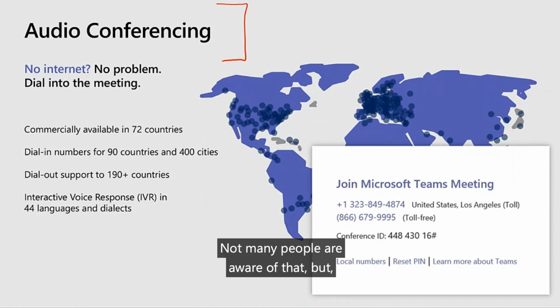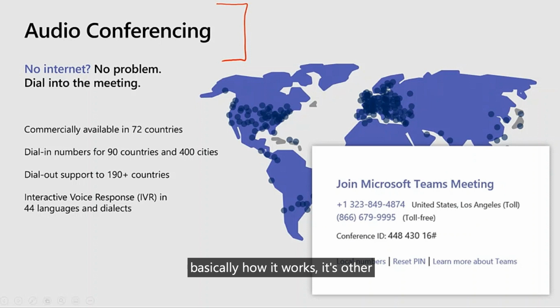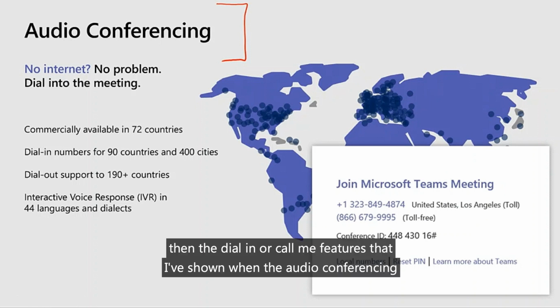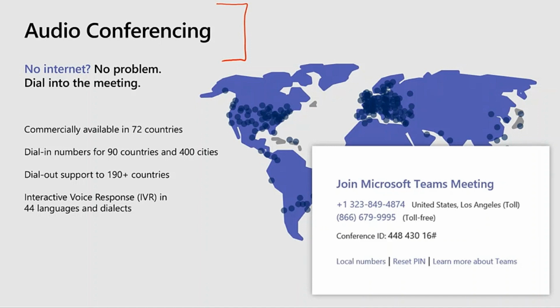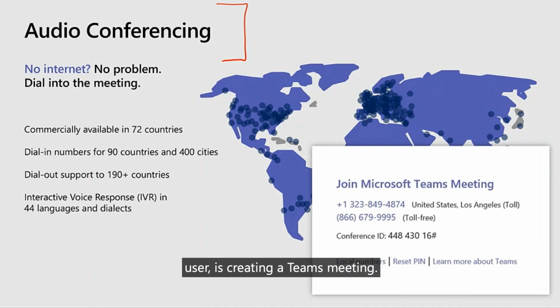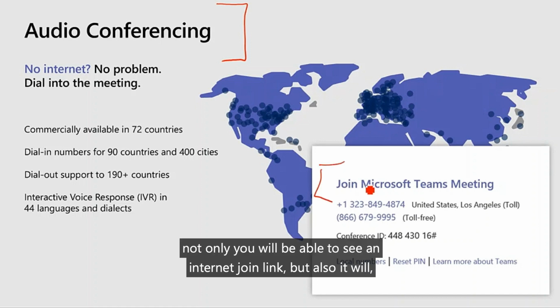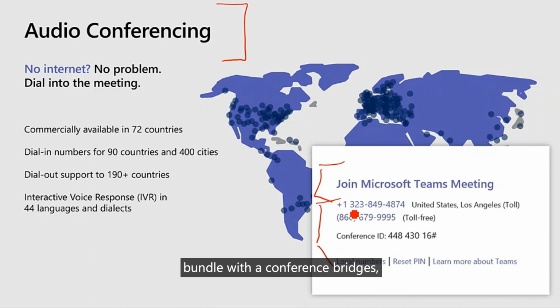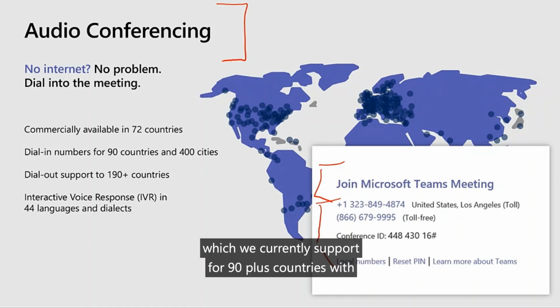Not many people are aware of that, but basically how it works, other than the dial in or call me back features that I have shown, when the audio conferencing user is creating a Teams meeting, not only will you be able to see an internet join link, but it will also be bundled with conference bridges, which we currently support for 90 plus countries with a range of toll and toll-free number options.